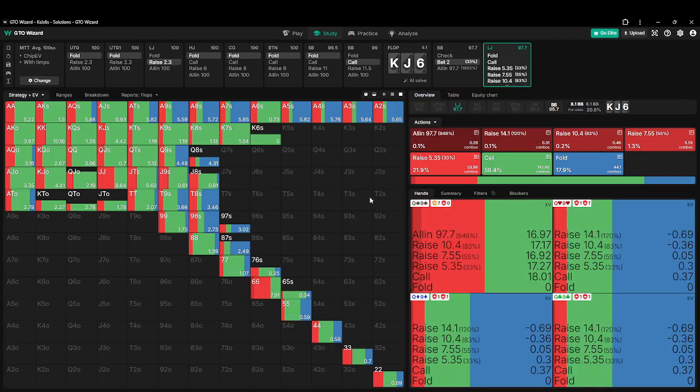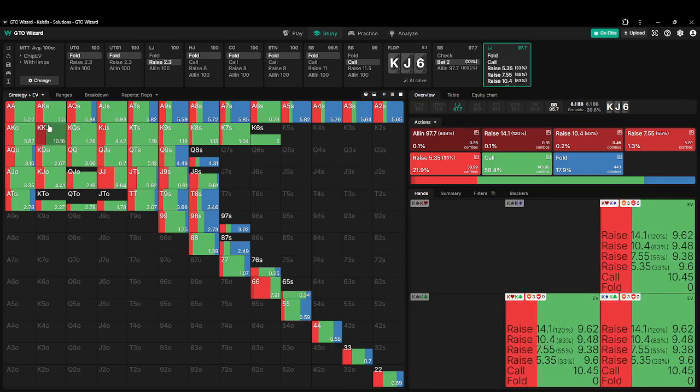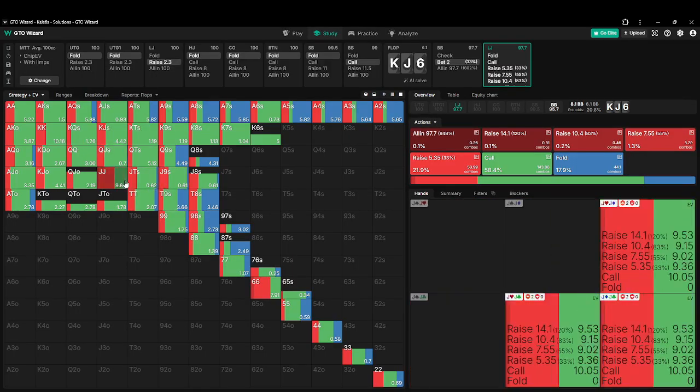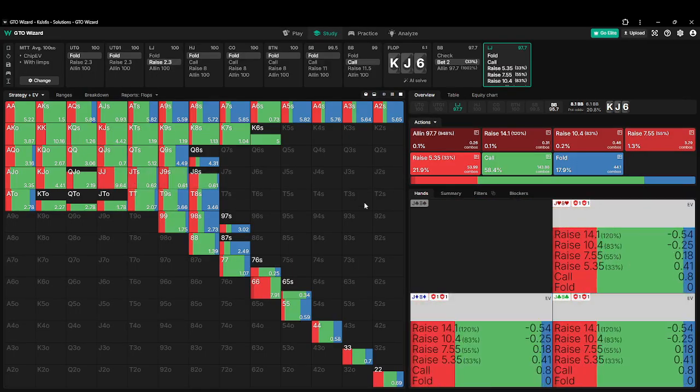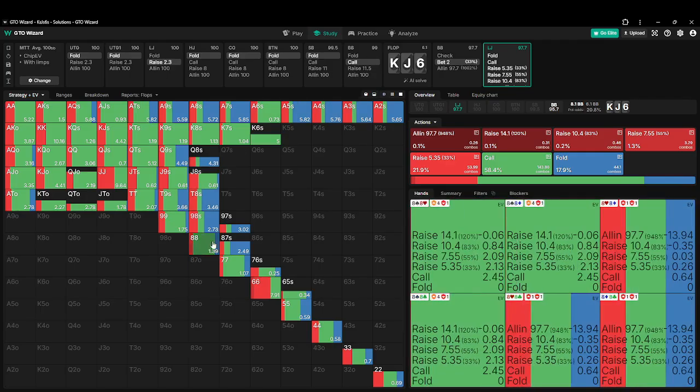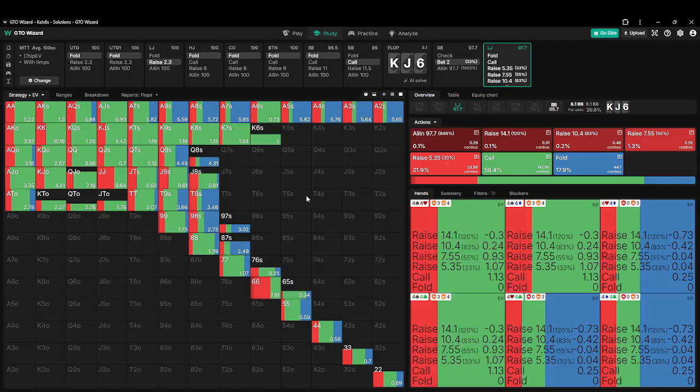Just a lot of checking, and the raise is coming more from the really strong hands, like the nut flushes and the sets, and just being balanced with a whole mix of different bluffs and semi-bluffs. But again, with the raises, you can probably take the hands that have some middle strength and work those in to balance the range that way.